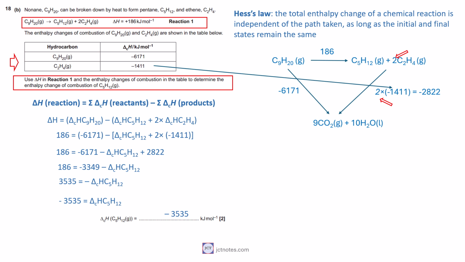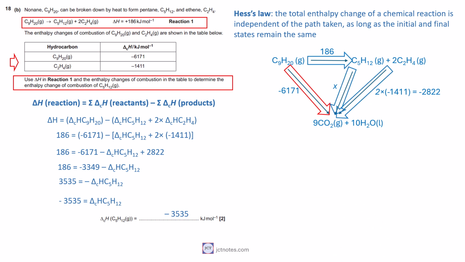If we use 2 moles, we need to double the quantity to minus 2,822. We finally have that the combustion of the pentane is going to have a value that we call X. As per Hess's law, the total enthalpy of the direct combustion of the nonane is the same as the energy required to decompose the nonane into pentane and ethene and combust both of them.